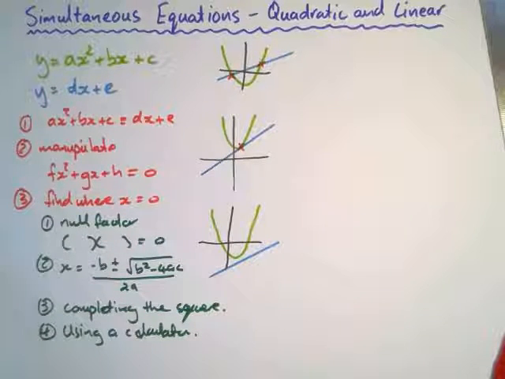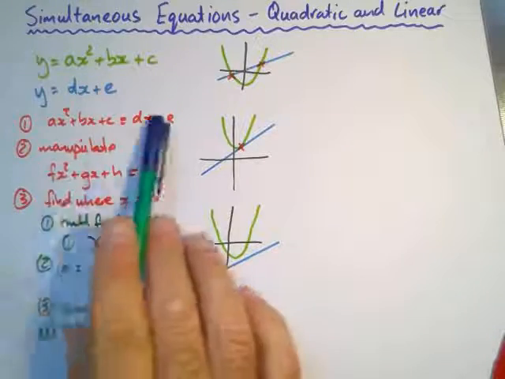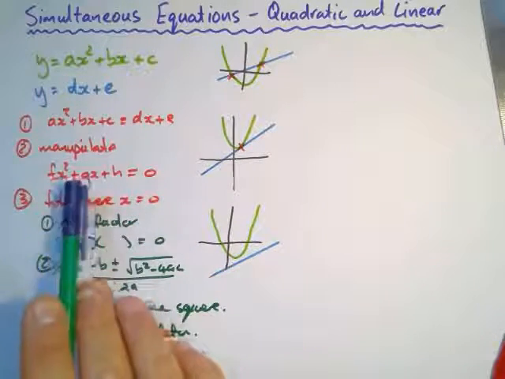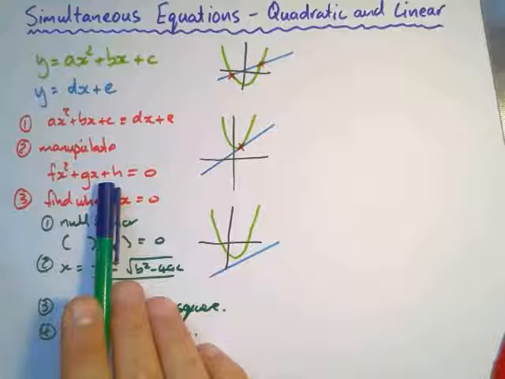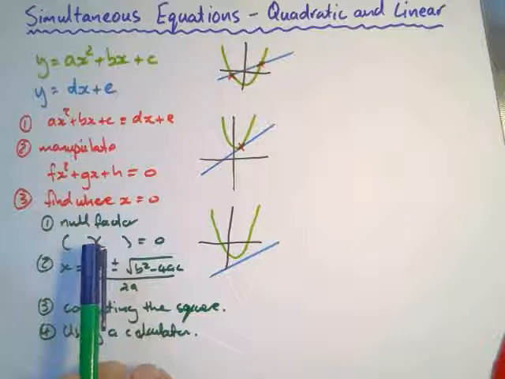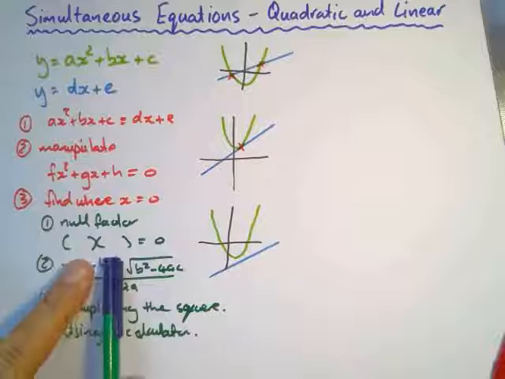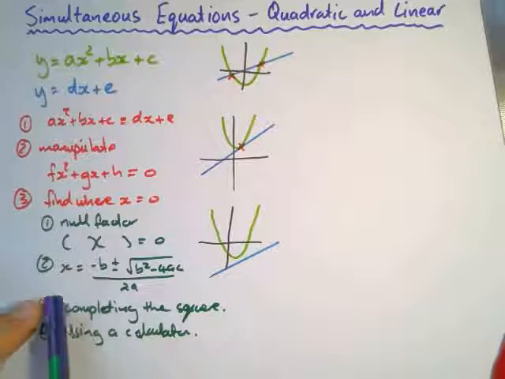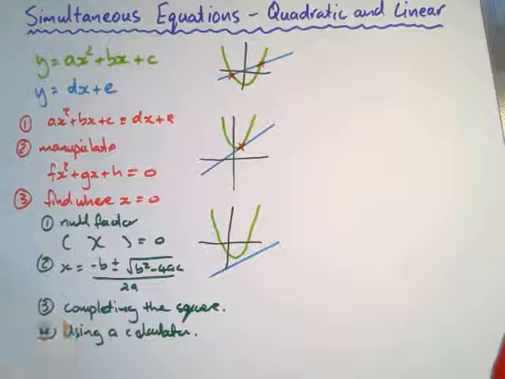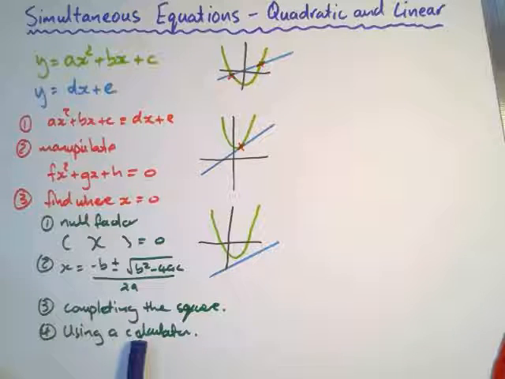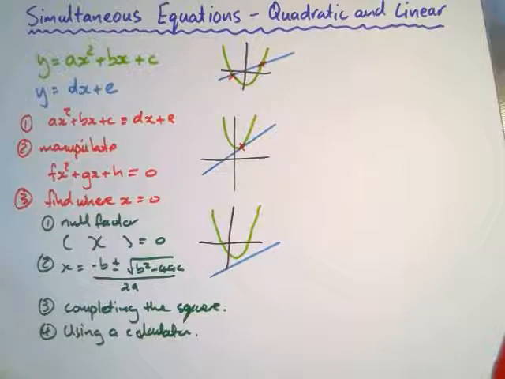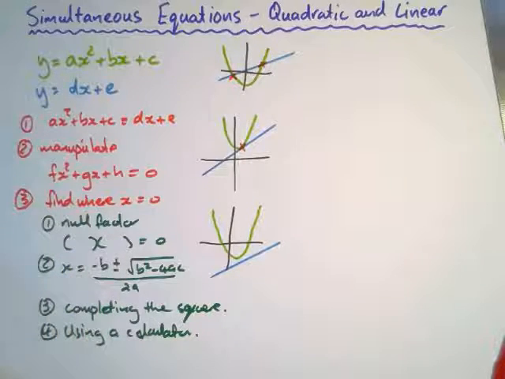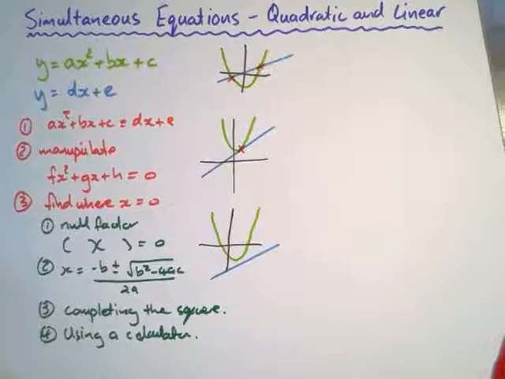So this is the basic. We set them equal to each other. We manipulate this to find a new quadratic equation. Find out where x is 0 by either using the null factor, or if I can't do that, the quadratic formula. If I don't want to do that, I'll complete the square. And the fourth option is using a calculator. Now they might ask you to use your calculator, or I can show you how to use your calculator to see if I can use the null factor. This is where this basic stops.